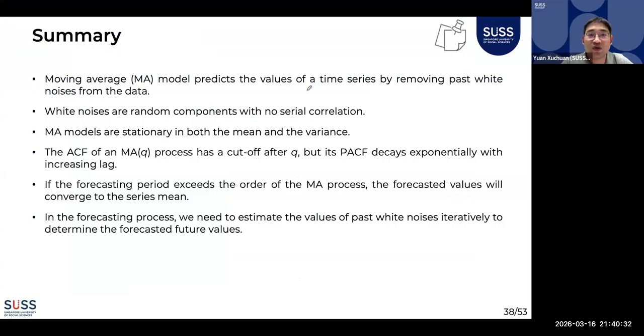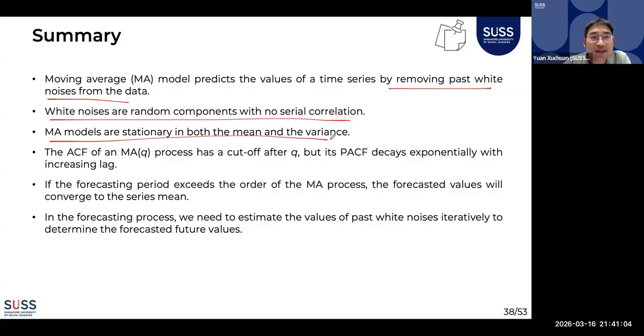For the MA model, basically you need to know the past white noise. Based on the past white noise, you fit the data. The white noise comes from the residual analysis once you fit the MA model. The white noise should be IID, normally distributed with mean zero and constant variance.